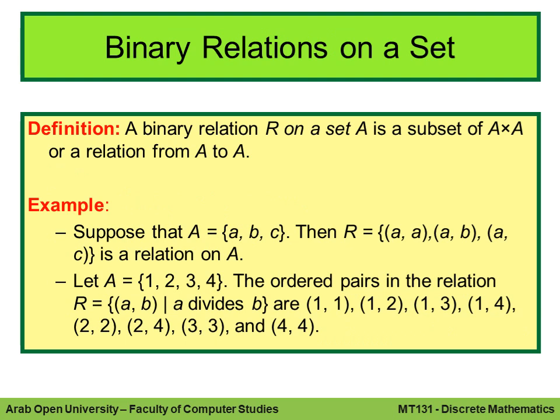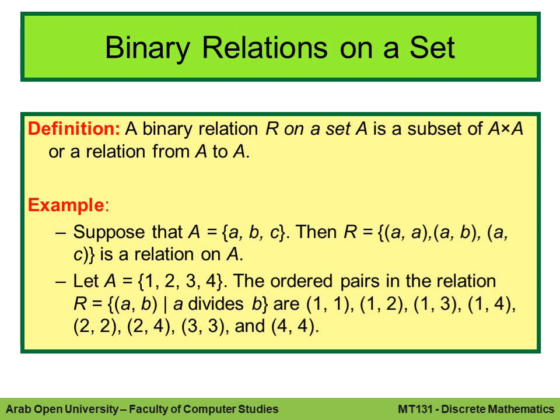Now, if the first and second sets are the same, you can define a relation on a set. The binary relation R on a set A is just a subset of A times A. It's a relation from A to itself. For example, if A has the letters A, B, and C, here's an example of a relation on A. The relation that contains ordered pairs AA, AB, AC is an example of a relation on A.